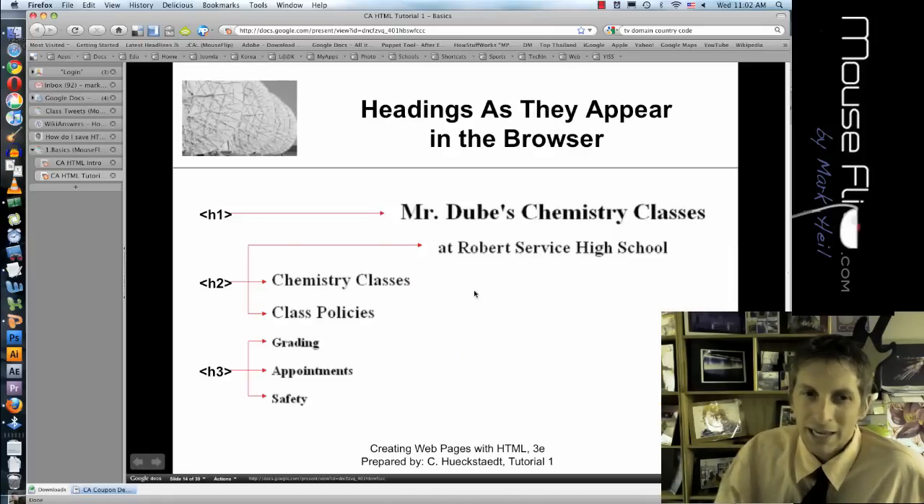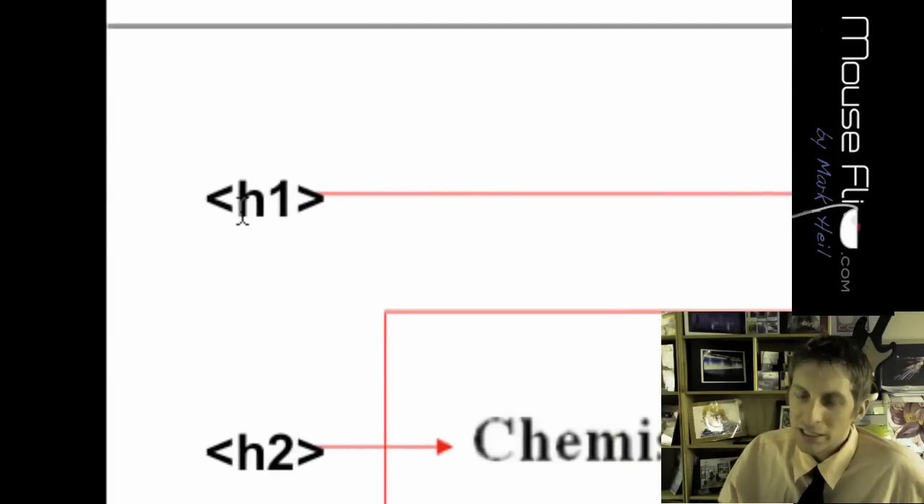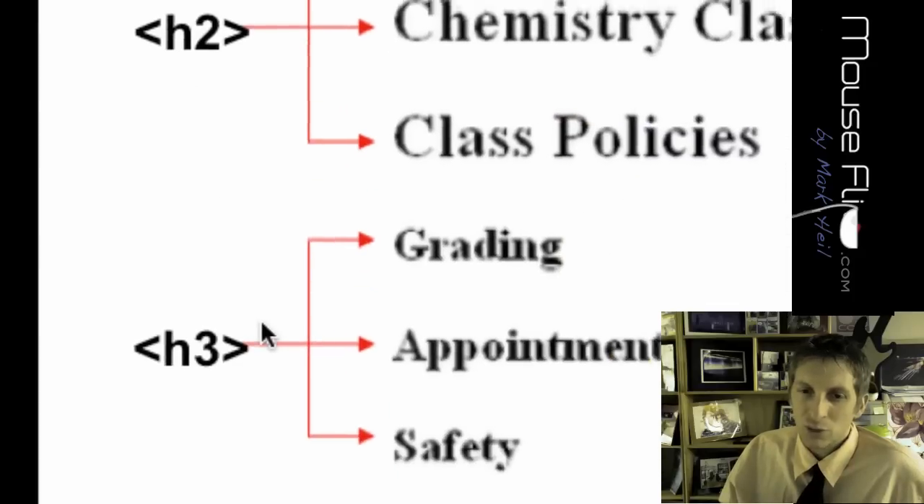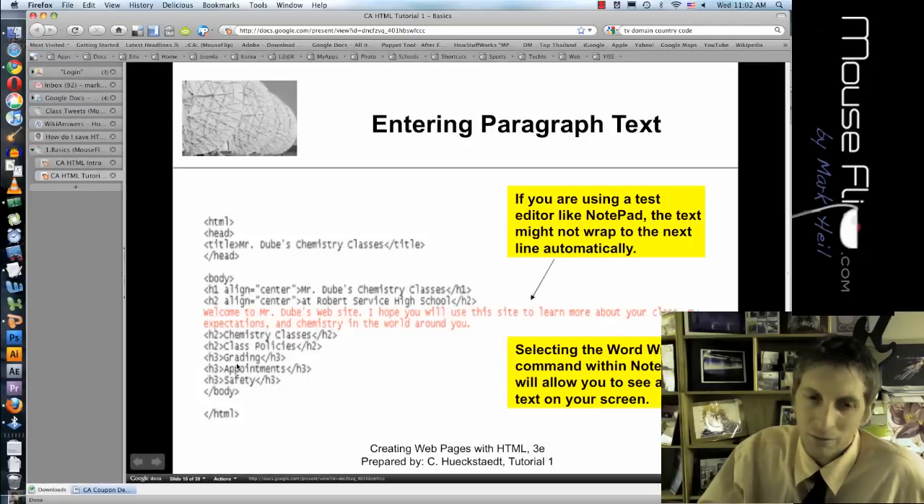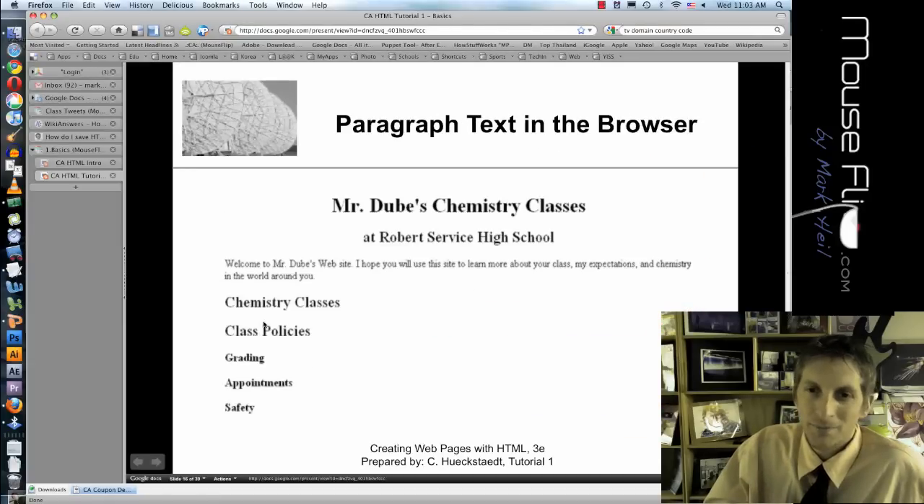H1, what does H stand for? Heading. Yeah, heading. So H1 is the largest heading. H3, it gets smaller and smaller. H6 is the smallest heading, okay? And then see the red stuff? That's what you add to it.